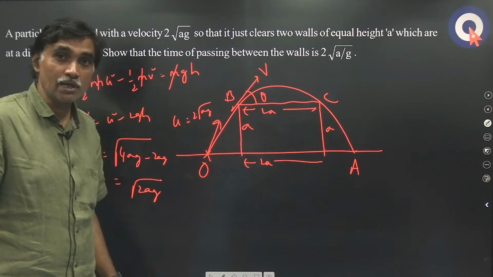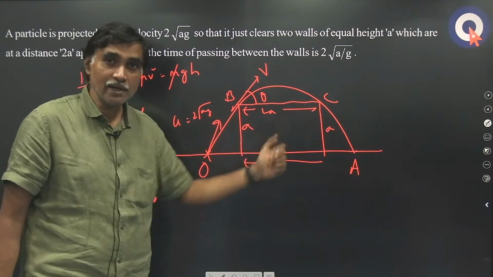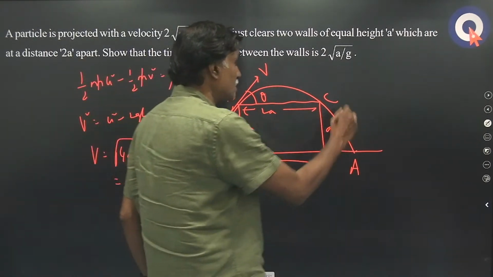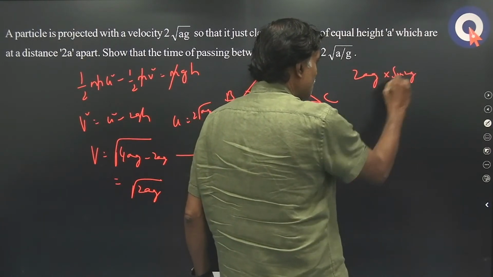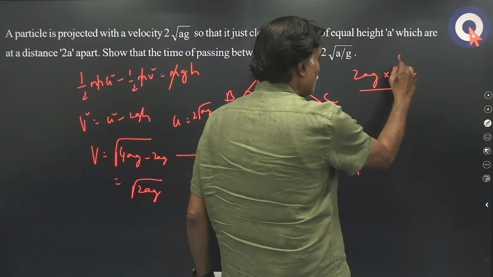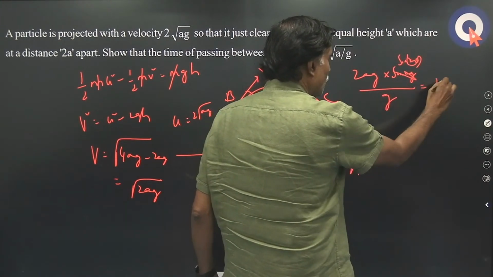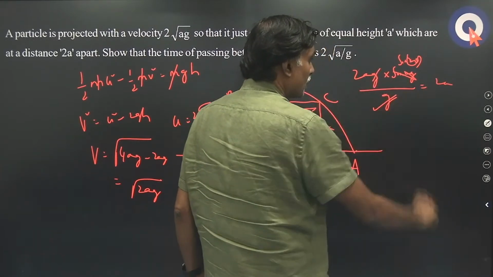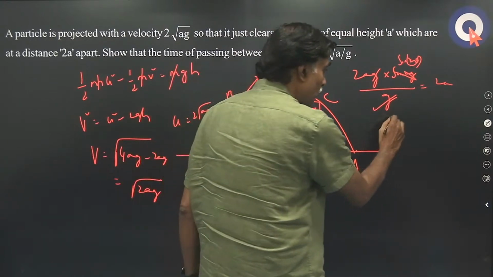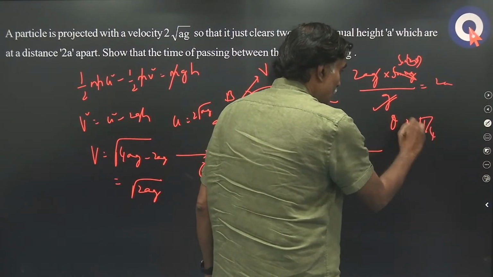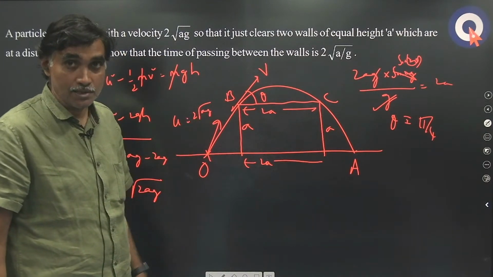V square sin 2 theta by g, that is equal to 2a. Then you can find theta. V square means 2ag and sin 2 theta by g is equal to 2a. Okay. So this cancels, 2a cancels, sin 2 theta is 1 I will get. So 2 theta is pi by 2 or theta equals pi by 4 I will get. So at what angle it crosses the first wall is 45 degrees with horizontal.